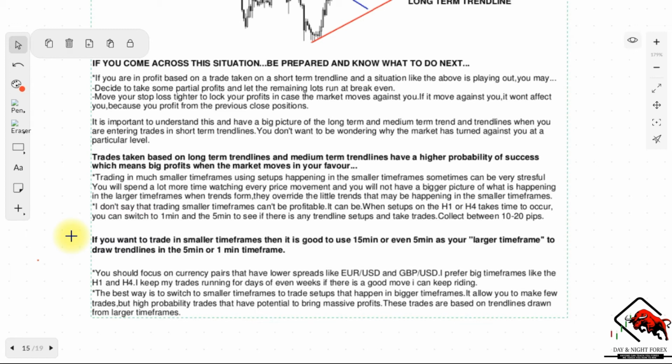So I prefer big time frames like the H1 and the H4. I keep my trades running for days or even weeks if there is a good move and I can keep riding it. So the best way is to switch to smaller time frames to trade setups that happen in bigger time frames. It allows you to make few trades but high probability trades that have potential to bring massive profits. These trades are based on trend lines drawn from larger time frames. So remember, we said you can use smaller time frames for entry points. This is what we mean when we say trade with a trend.